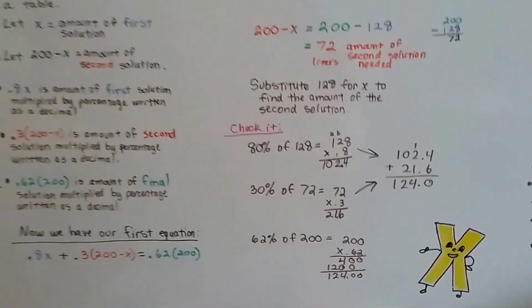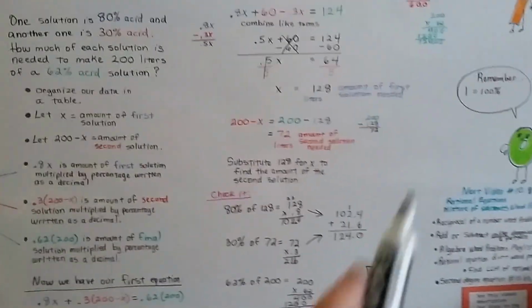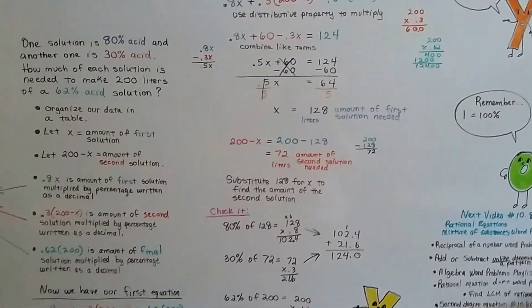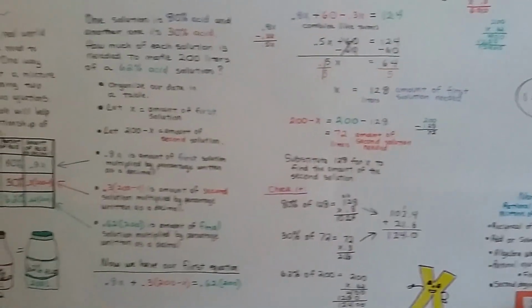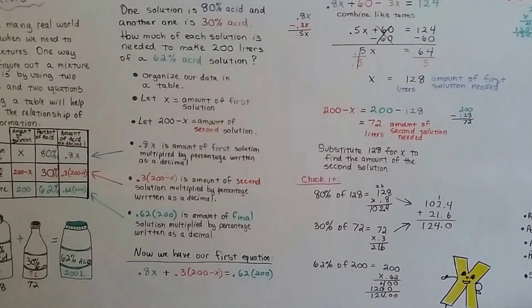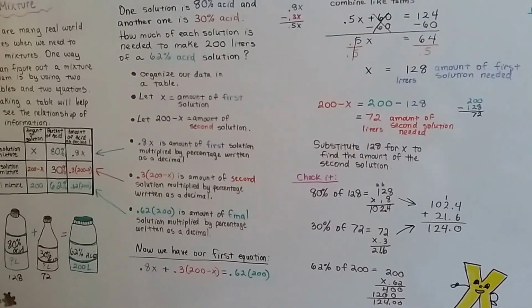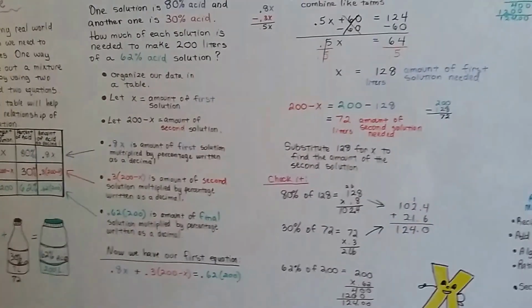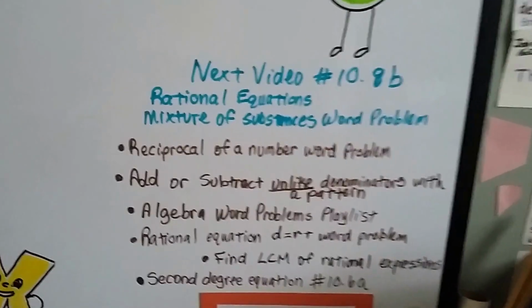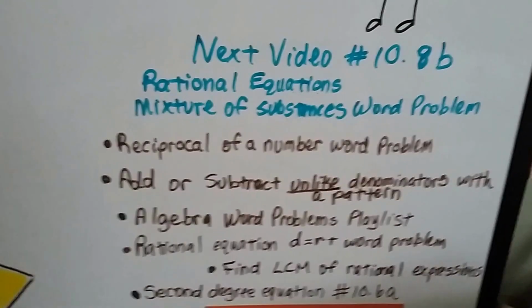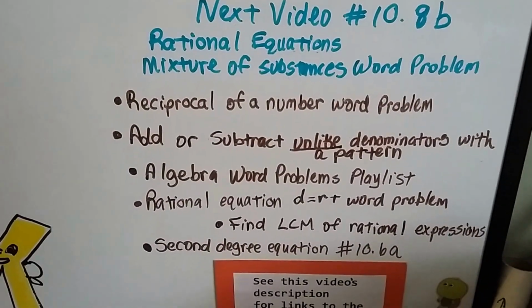Just remember that 1 is 100%. Not that big of a deal. We're going to do another one in the next video. We're going to do it like a salt and water solution, which is basically the same thing as an acid solution, but maybe watching another video will help you. So that's going to be 10.8b. We're going to do rational equation word problem. It's going to be a mixture of substances.